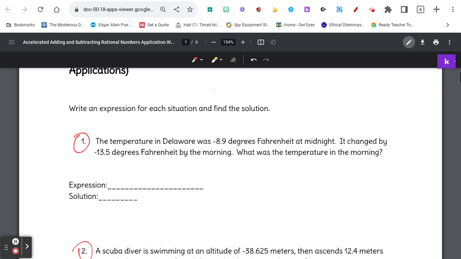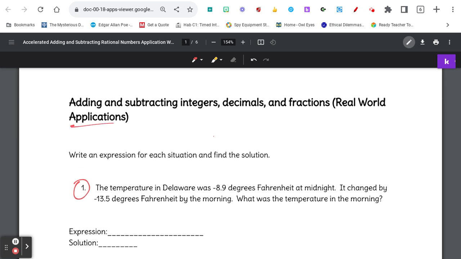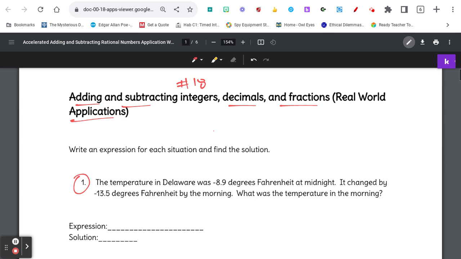All right, I'm going to start on number 1. We're going to look at some application problems for it. Adding and subtracting decimals and fractions mainly. There's one problem that deals with integers, and that's number 18. But mainly these will be decimals and fractions. I'll spend about 15 to 20 minutes going over just a few of these, and everything that's uncircled you're going to do for classwork today.